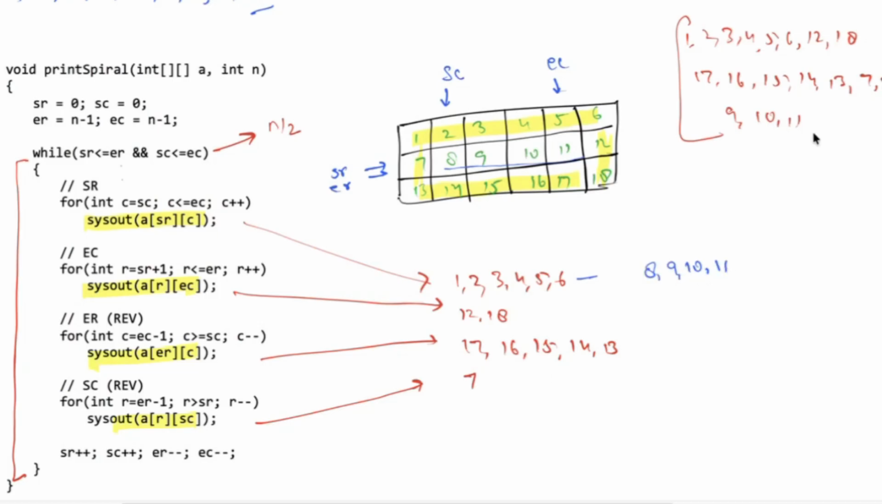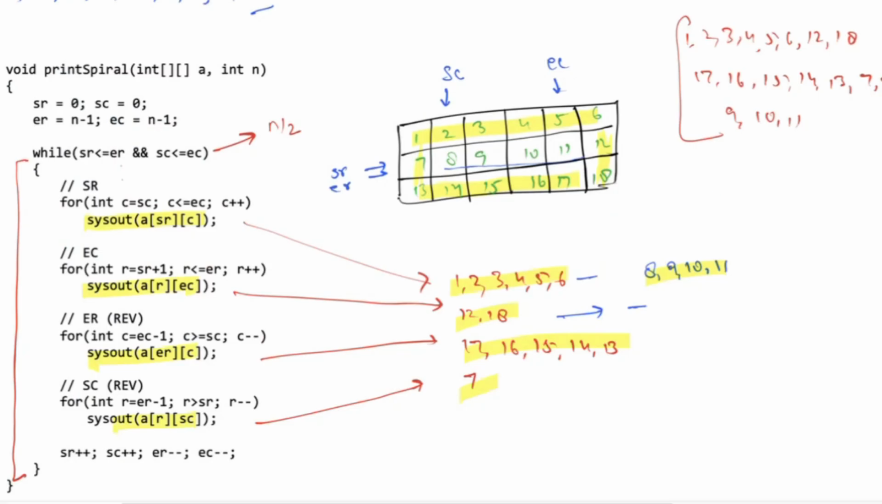Ideally, if you look at it, once 8, 9, 10, 11 is printed, our work is done. But then let's see. What will be the output of the second for loop? The second for loop will print nothing, because it will start after 11. After 11, there are no elements in this column, right?